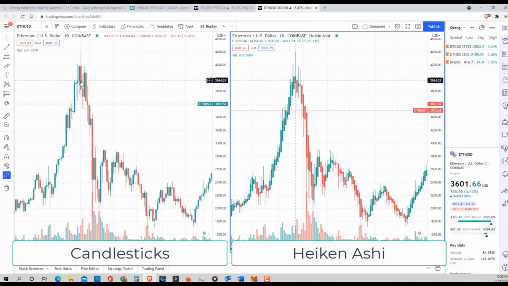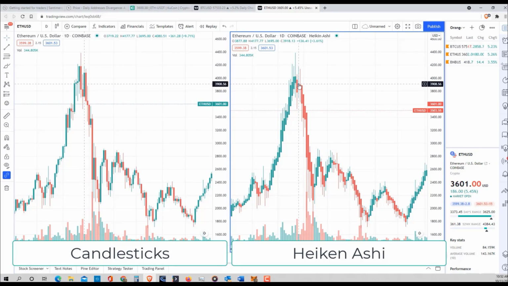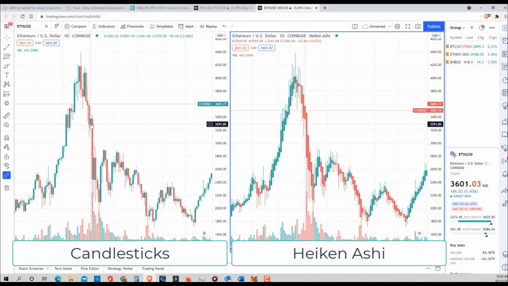But the thing is that we had a blip here and it just continued to go down. And here we have this blip up. Some people said, okay, that's the end of the down move. You don't have that here. In fact, it completely took that out of the equation.